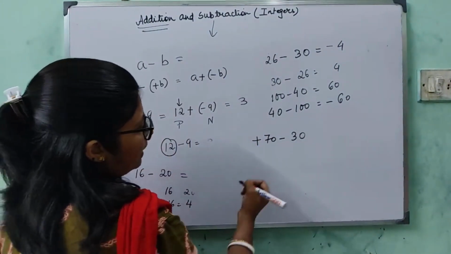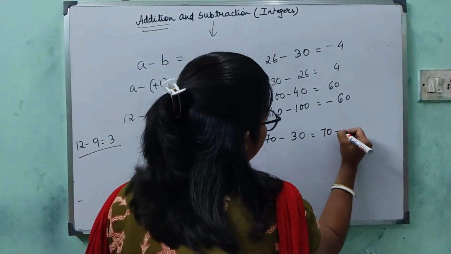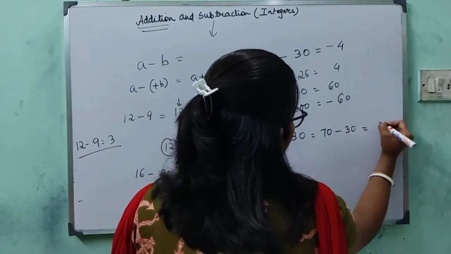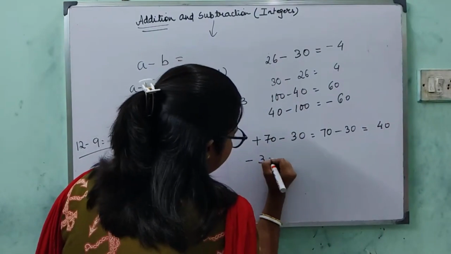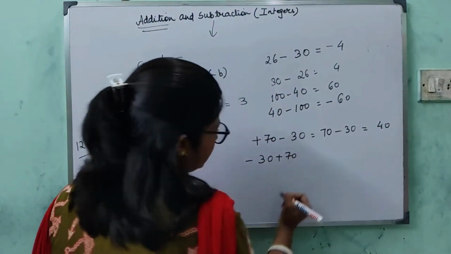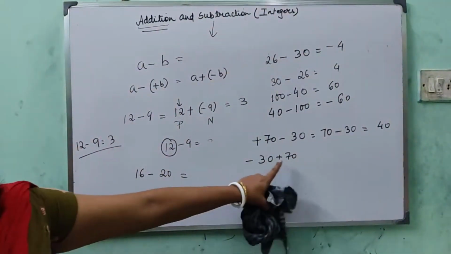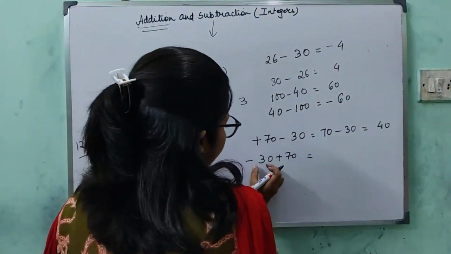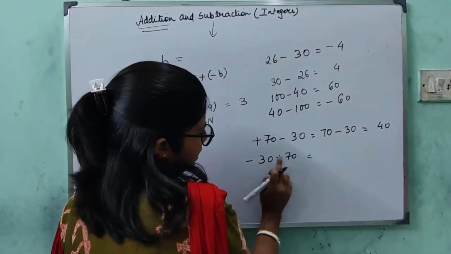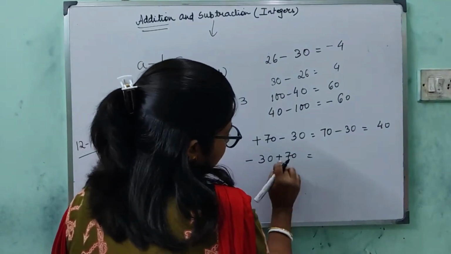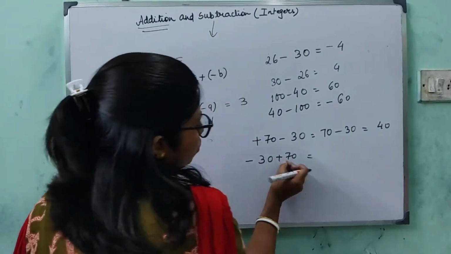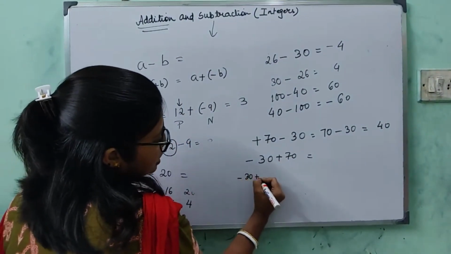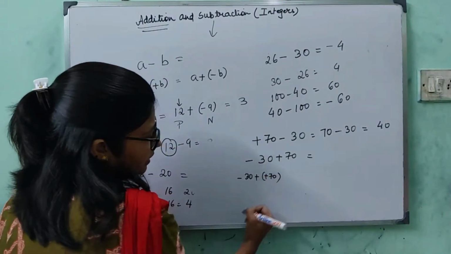What if I say plus 70 minus 30? Okay, plus 70 minus 30, this is same as 70 minus 30, that is equal to 40. What about minus 30 plus 70? So I can see the sign before 30 is minus, and here it is plus. You can say, ma'am, there are no two signs, no? So you can think of it in this way, minus 30 plus of plus 70.